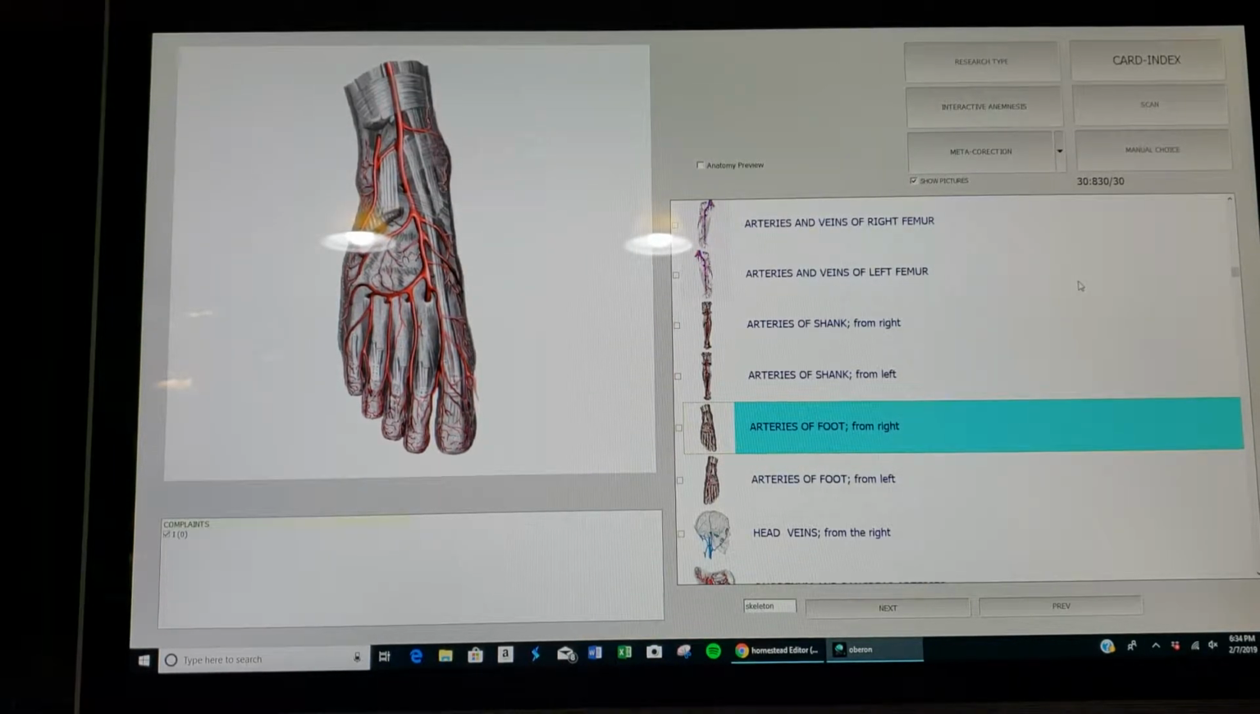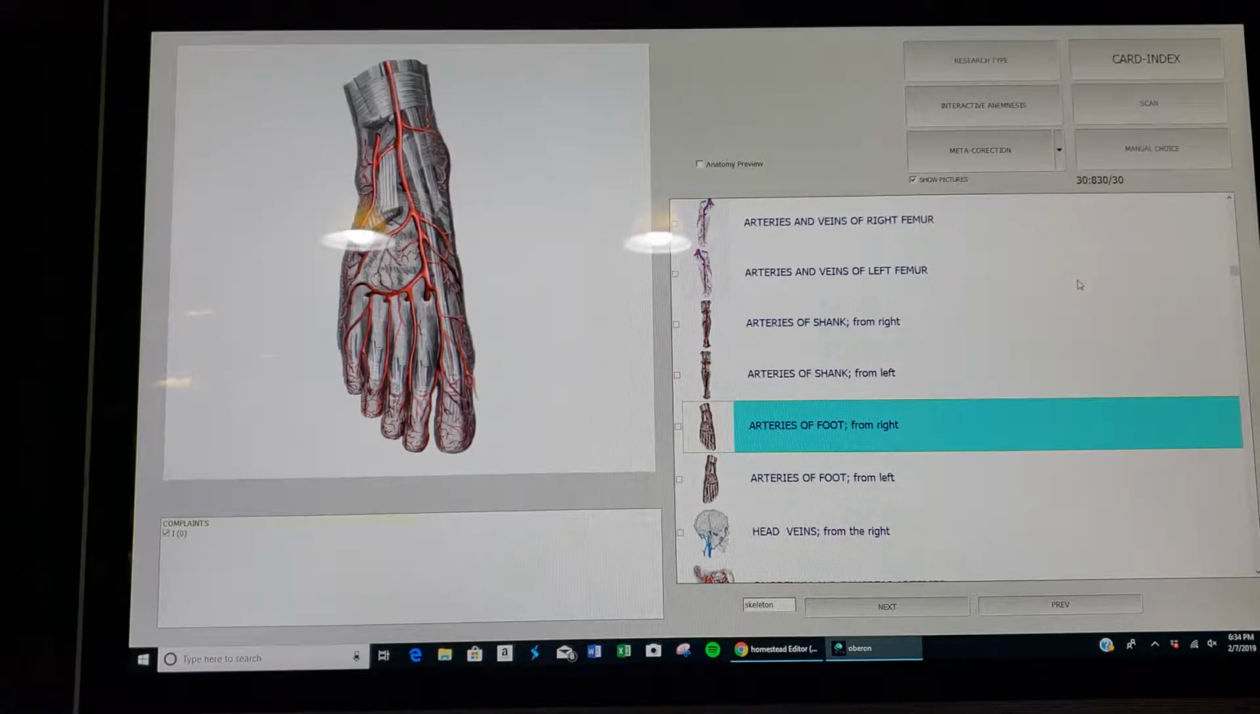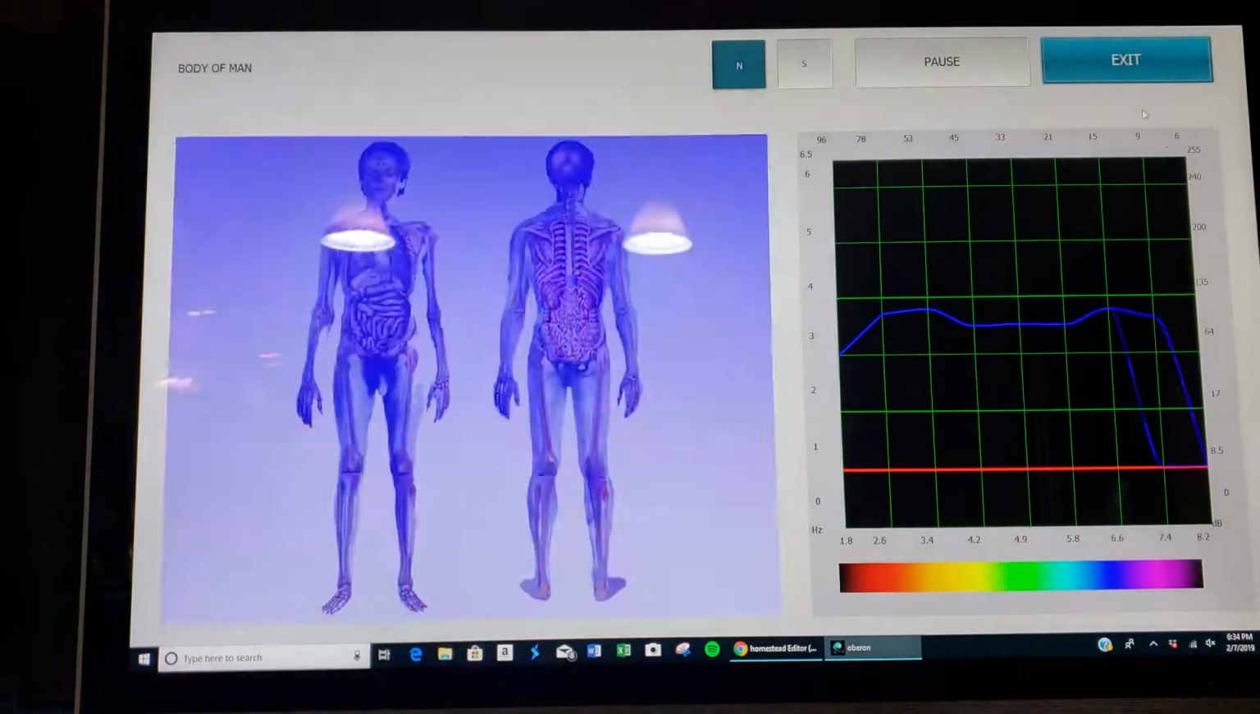Hi, this is Shannon with Bioanalyzer, and I'm going to give you a preview of what a body scan looks like with a biofeedback machine. I've already selected some items to scan, and we're going to start scanning now.